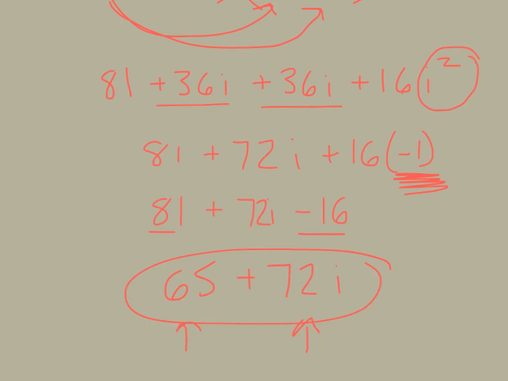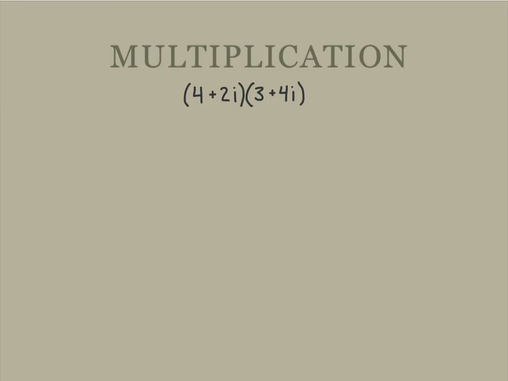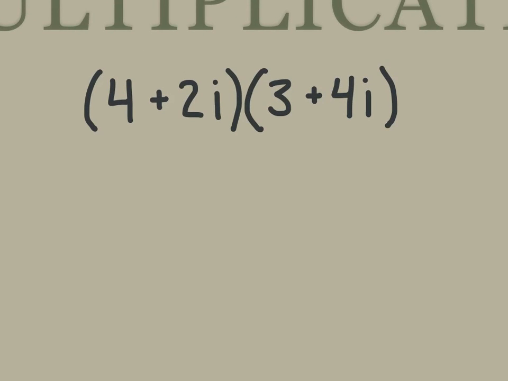All right, ready for the next one? Last one, yay. What do we do first? FOIL. What are we multiplying first? 4 and 3. So 4 times 3 is 12.